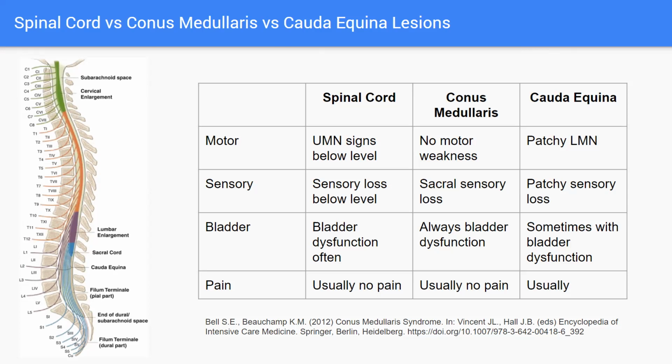On the other hand, when looking at the cauda equina, in terms of motor symptoms, you actually have more patchy lower motor neuron findings, as well as a patchy sensory loss. And this is sometimes associated with bladder dysfunction, depending on the particular nerves that are affected. And this is a more painful syndrome. So having cauda equina as part of the clinical picture is usually associated with much more pain.